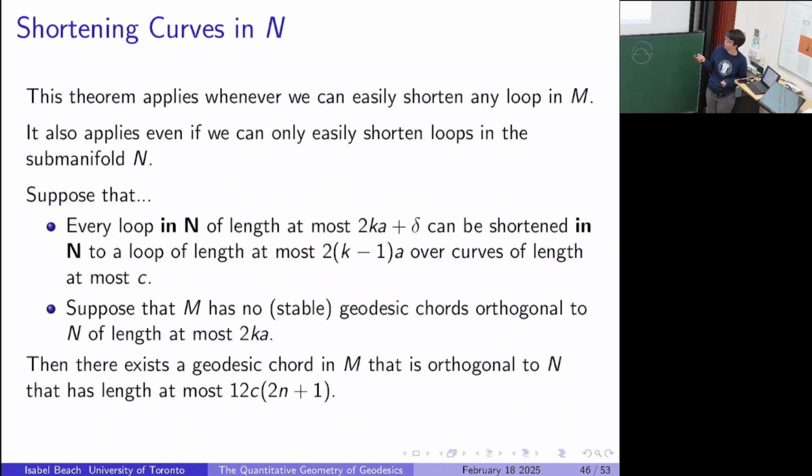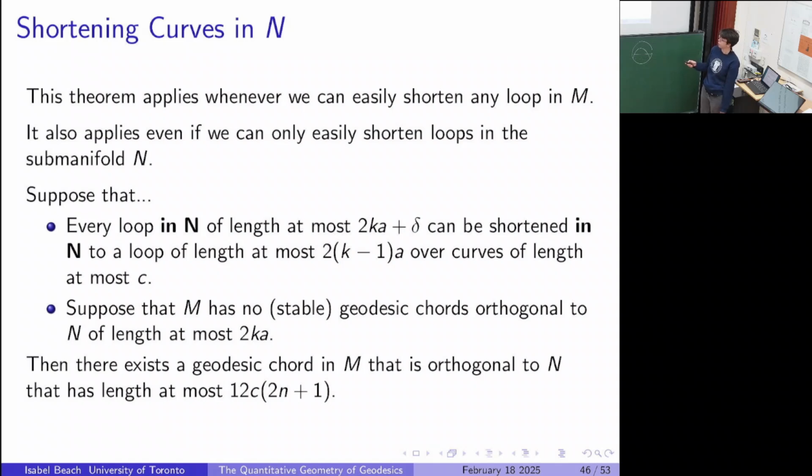But then the question you want to know is, where can we actually apply this theorem? So I want to see some examples here. So obviously you can apply this theorem to any manifold where you know that you can shorten all the curves. That's not so hard. That's kind of just what the theorem says. But it turns out that actually you can also apply it even if you only know how to shorten curves in the submanifold. So you can imagine maybe you have some submanifold, you know how to shorten all the curves on really easily, and it's embedded in some larger space you don't know anything about, and you want to know, are there orthogonal geodesic chords to that submanifold? So it turns out that actually you can do that.